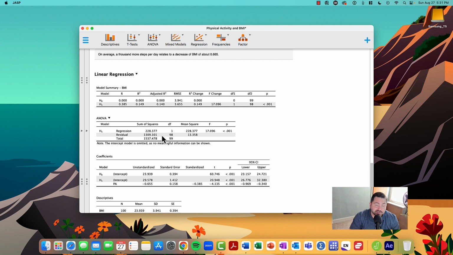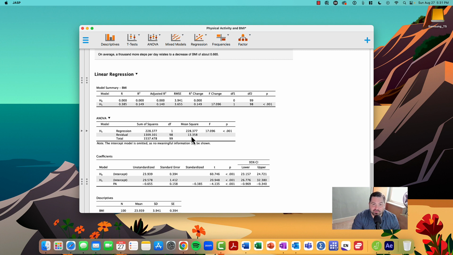And for the residuals, it's n minus k minus 1. And so you take the total sample size, minus k, one predictor, minus one restriction, gives us 98. And so if you were to do that and take 1309.101 divided by its degrees of freedom of 98, you would get 13.358.